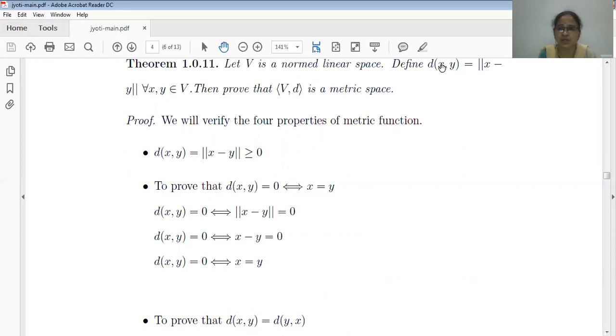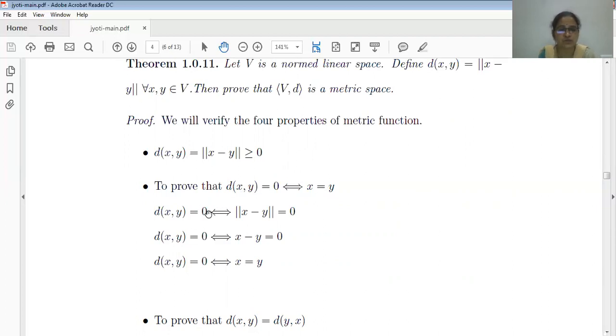Now, according to the given definition, d of xy is equal to norm of x minus y. Therefore, d of xy, equal to norm of x minus y, is greater than or equal to 0, which is obviously true by the first condition of a norm function. Second, we want to prove d of xy is equal to 0 if and only if x is equal to y. Let us start.